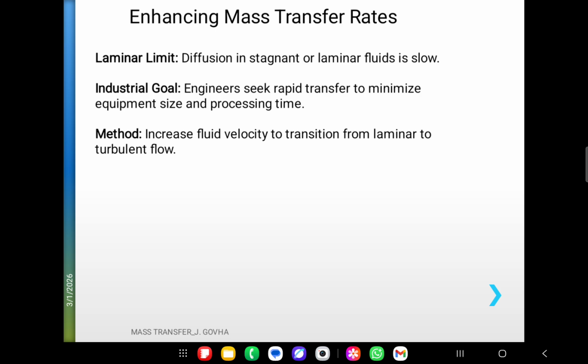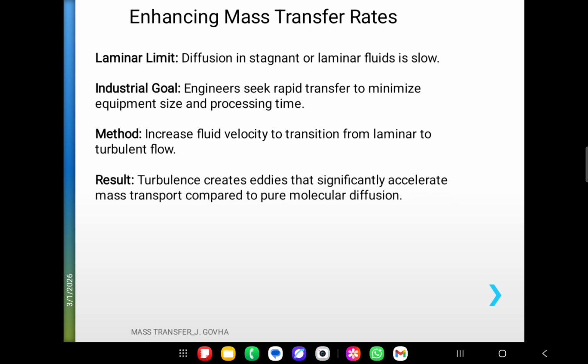If we increase the fluid velocity, we move from the laminar region to the turbulent region, where there is rapid mixing. So turbulence creates eddies which will significantly accelerate mass transfer compared to the molecular diffusion.